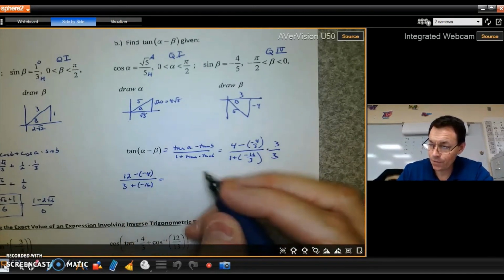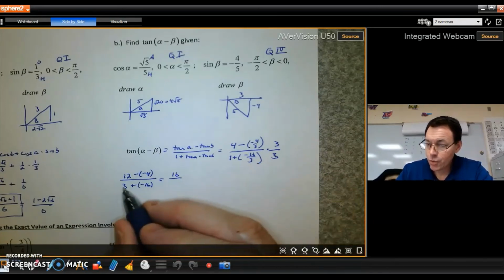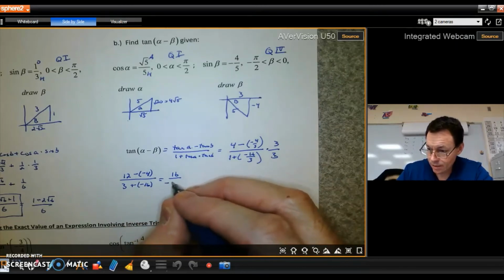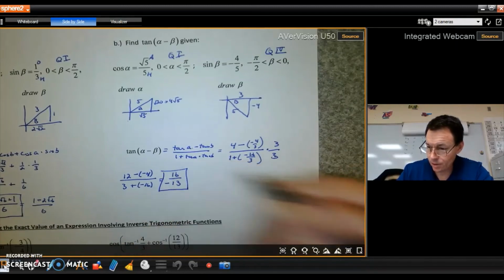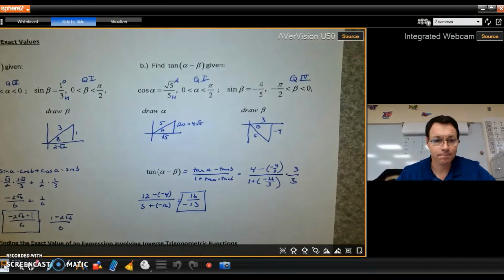12 minus negative 4, which is the same as 12 plus 4, so that's 16. 3 plus negative 16, so that's 3 minus 16, that's negative 13. And that's it. That is our answer for the tangent of the angle A minus B.